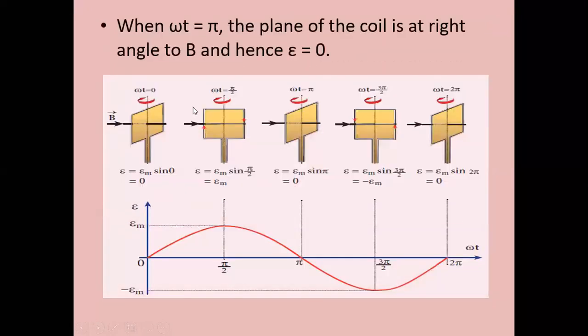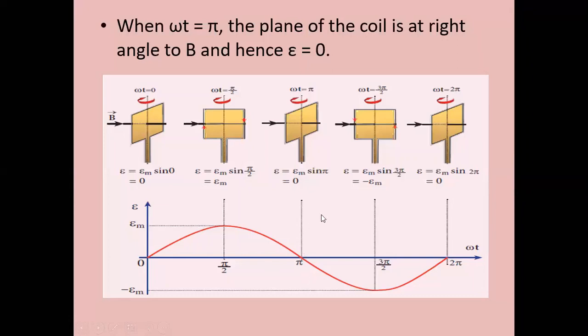Now the third case. The coil is rotated to an angle of π. Again the coil is at right angle to the magnetic field. So we can write epsilon is equal to epsilon m sin π. What is sin 180? Sin 180 is 0. Again, the EMF is coming to 0. So for π, the EMF is 0.